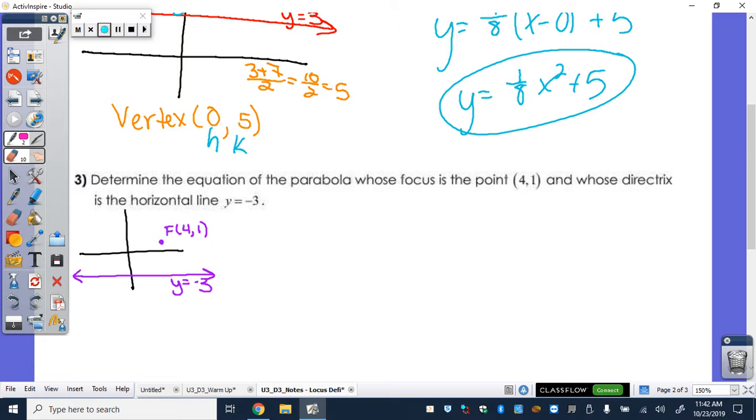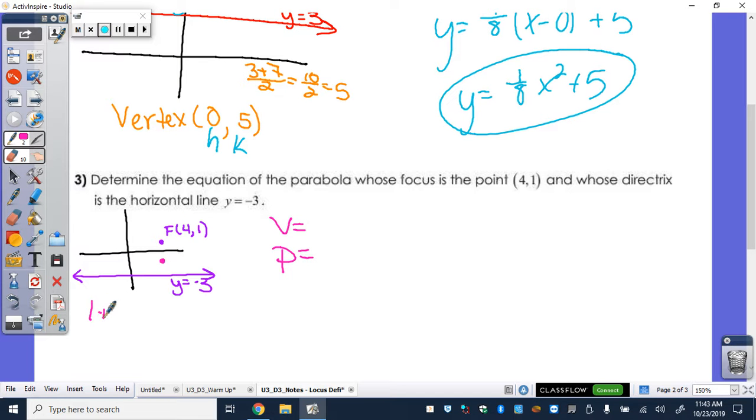So in order to write our equation, we need to know two things. We need to know our vertex, and we need to know the value of p. Okay, so is anybody willing to venture a guess where the vertex is going to be? No, not 2. 4, -1. It's going to be right there in the middle.